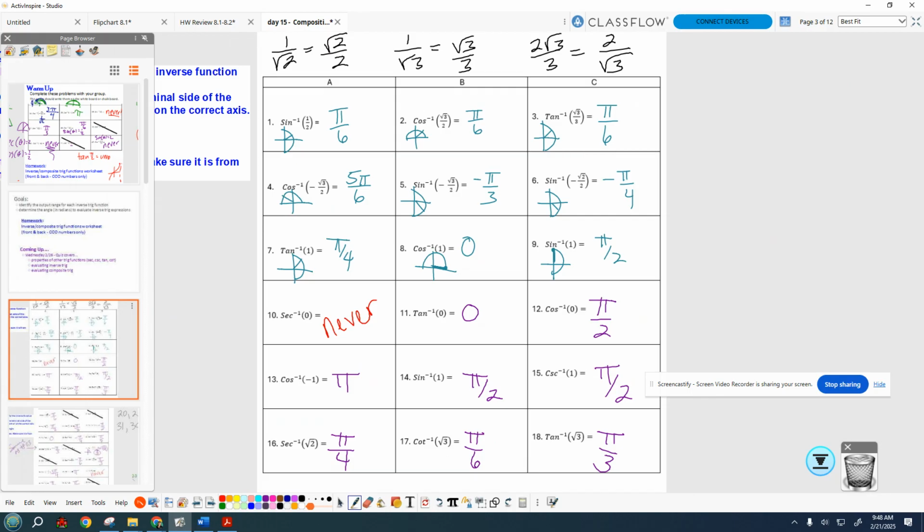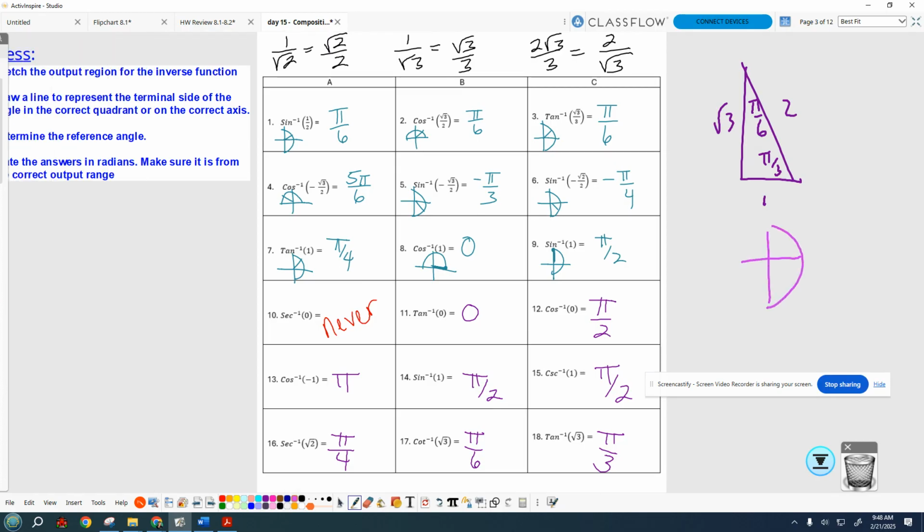Number 18? 15, it's tangent. Tangent is quadrant 1 and 4, it's positive, so it's up here. So where is root 3 opposite? Pi over 3. 15. Cosecant. Where is cosecant 1? Cosecant is sine or cosine upside down? Sine. So sine is also this guy. Sine is the y value, so where is the y value? 1, pi over 2.